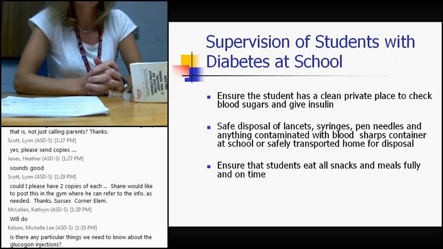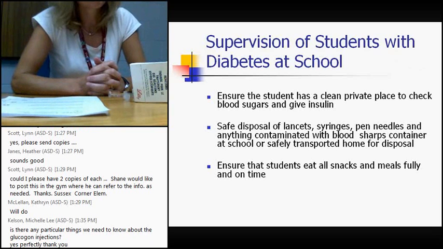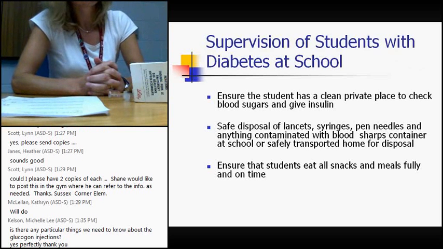Michelle, did that answer your question? She said, are there any particular things we need to know about the glucagon injections? So I'm hoping that answered some, yes, she said it does, okay. Okay. That probably is a little scary for folks, so was there any other questions that anybody had out there about that part? Hopefully we'll never need that.